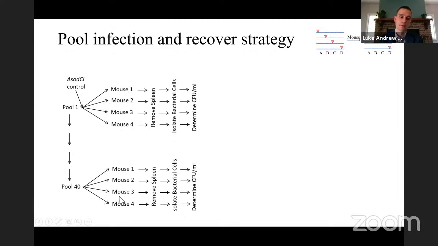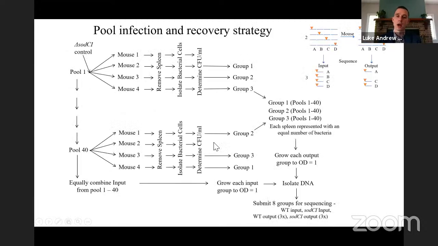So after I finished infections for all 40 pools in the wild type and SOD1 background, which was over 320 mice later, we were now ready to combine these groups together and actually do our sequencing.